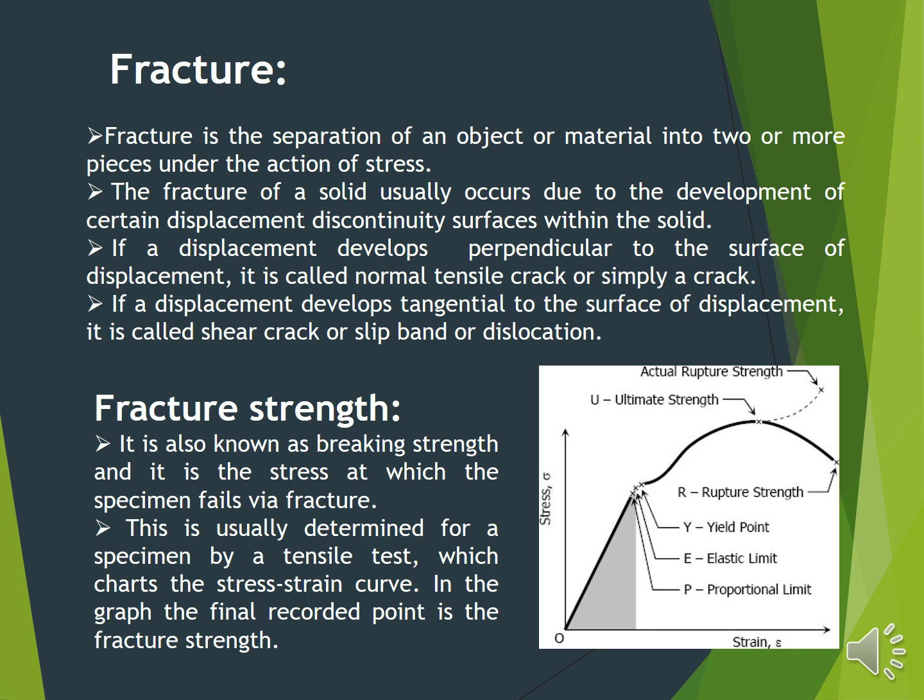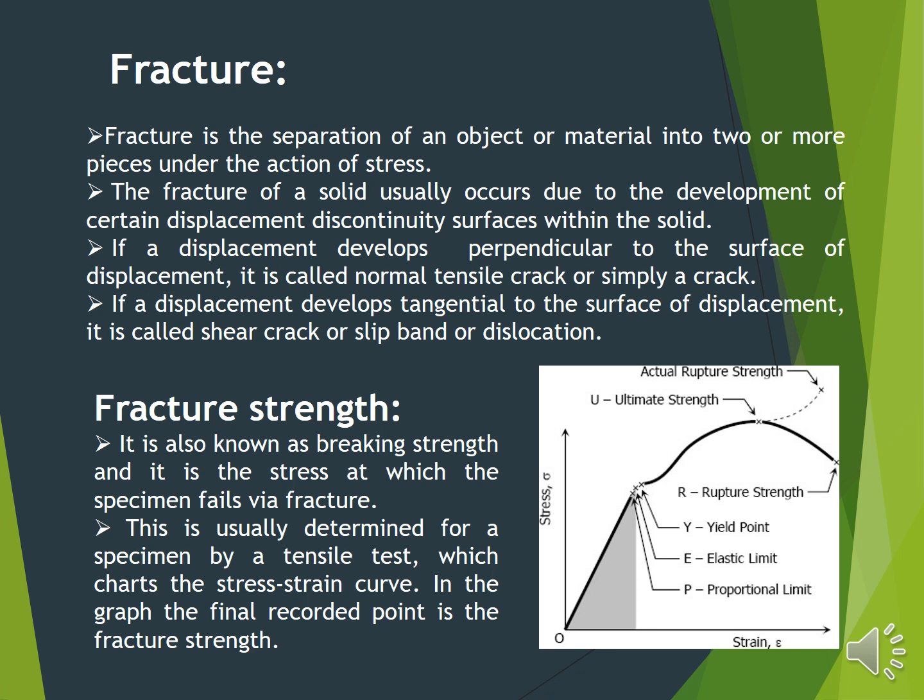The fracture of a solid usually occurs due to the development of certain displacement discontinuity surfaces within the solid. If the displacement develops perpendicular to the surface of displacement, it is called a normal tensile crack, or simply a crack. If a displacement develops tangential to the surface of displacement, it is called a shear crack, or slip band, or dislocation.